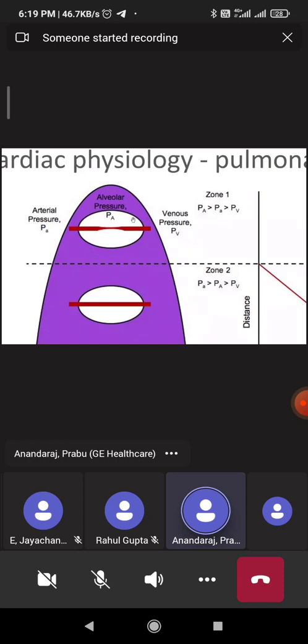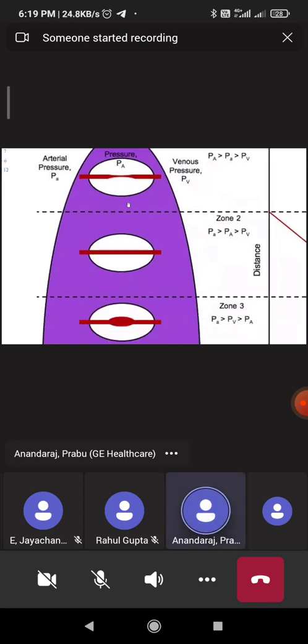Now come to the middle zone. Right hydrostatic pressure, right alveolar pressure. The pulmonary artery has adequate pressure, it is pushing the blood into this, and because not much weight is acting on this area, and hydrostatic pressure is acting in this area compared to this, it has just the right level of pressure here.